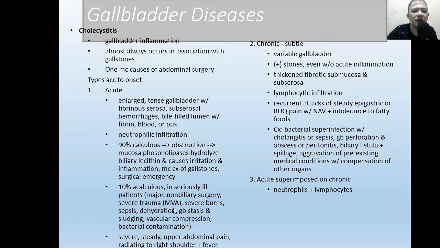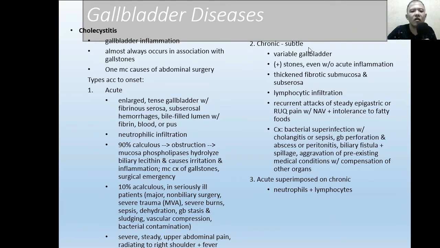You also have sepsis, again, bacterial infection, severe burns, okay, dehydration, okay, severe trauma, motor vehicular accident, okay, and the manifestation here, aside from the right upper quadrant pain, is that there is a radiation of the pain towards the right shoulder, okay, plus fever.